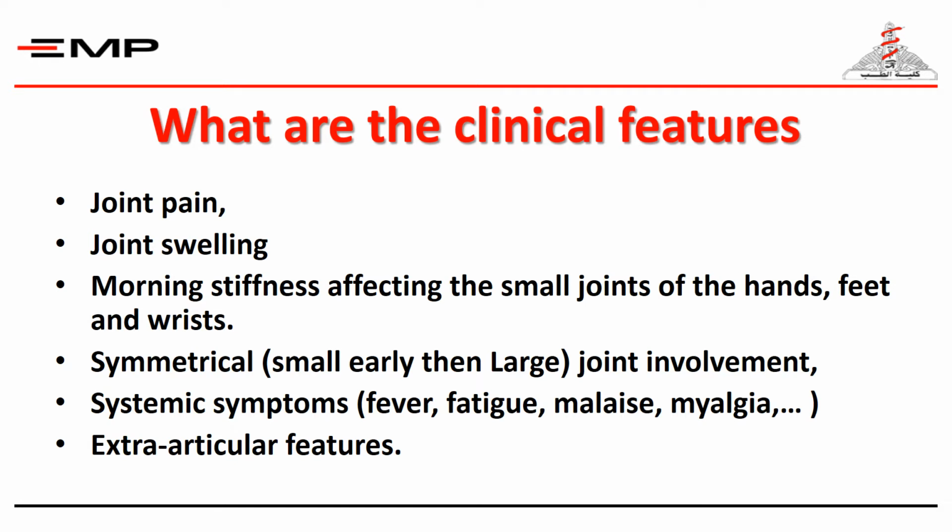Now, what are the features of rheumatoid arthritis? Joint pain, joint swelling, and morning stiffness affecting the small joints of the hands, feet, and wrists, lasting more than half an hour. Symmetrical joint involvement, especially the small joints, which are affected earlier than the large joints. Systemic features like fever, fatigue, malaise, and myalgia, and also extra-articular features, which we will discuss later.